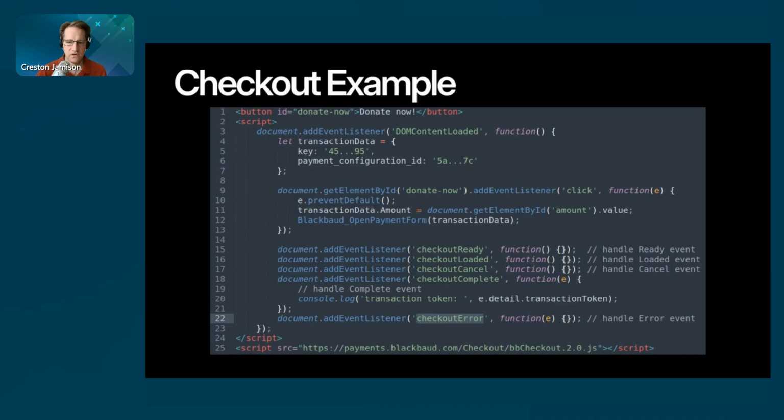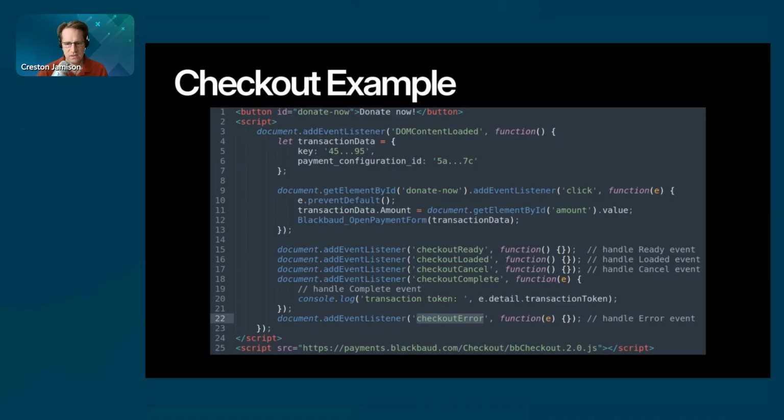In line 9, we are adding that event listener to that Donate Now button so that when it gets clicked, this code gets run. And essentially line 10 says, don't do what a normal button does, prevent the default. On line 11, we are adding the amount from another amount field that exists on the screen. This is more clear if you look at the example, but basically you can set the amount here, or you can set the amount when you're actually creating the transaction data. And then line 12 is actually what opens the modal: Blackbaud open payment form, and pass in the transaction data.